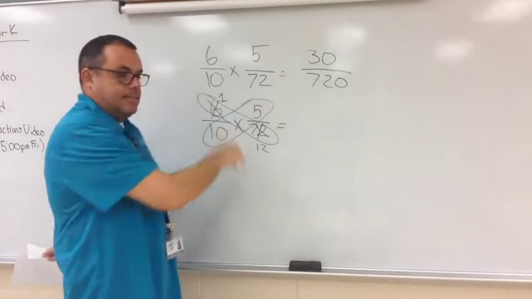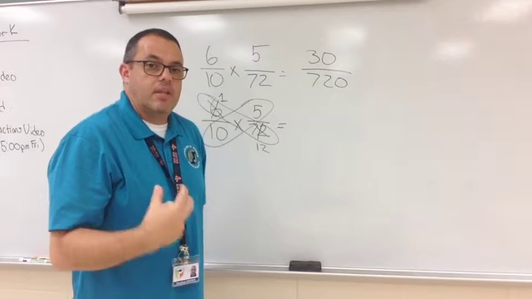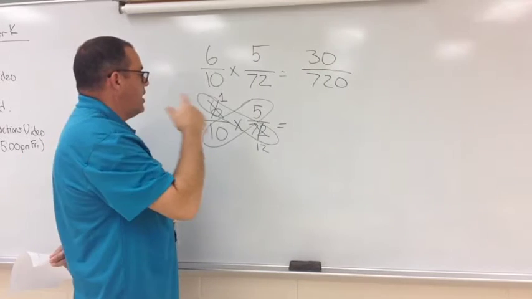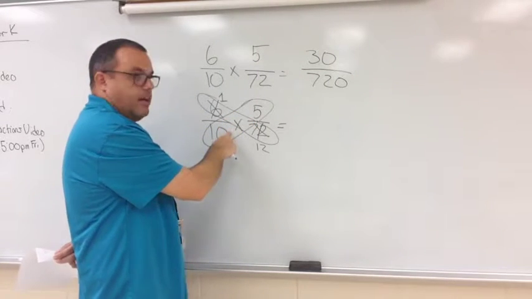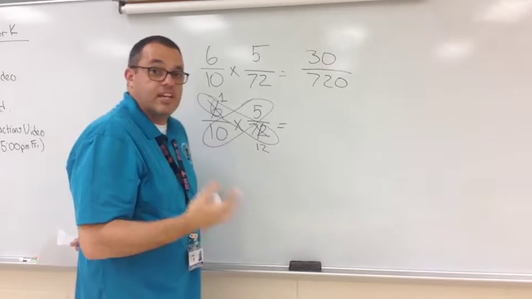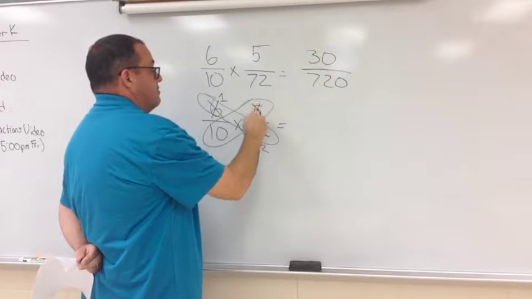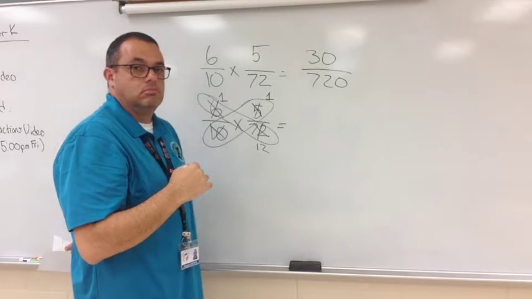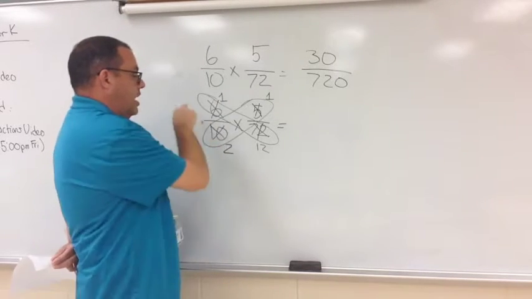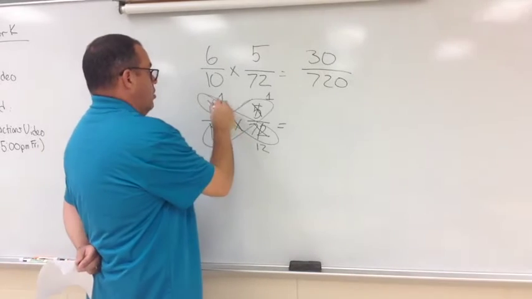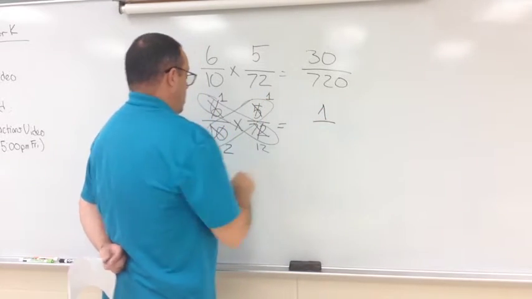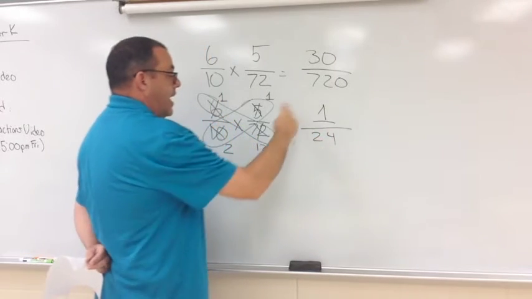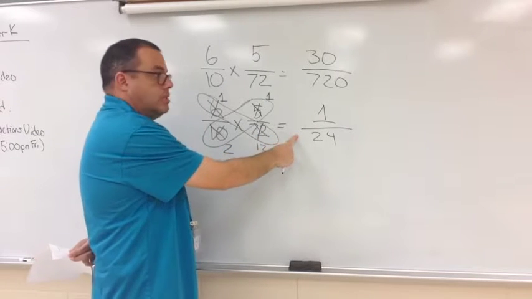I have a 5 and a 10. Again, I'm looking for the greatest common factor between these two guys to put them in simplest form. So I know that 5 goes into 5, and 5 goes into 10. So, that is the greatest common factor. So I'm going to change this 5 into a 1. Now I'm going to change this 10 into what? A 2. Okay? So now I'm going to go ahead and multiply across. 1 times 1 equals 1. And 2 times 12 equals 24. So now my answer is in its simplest form.